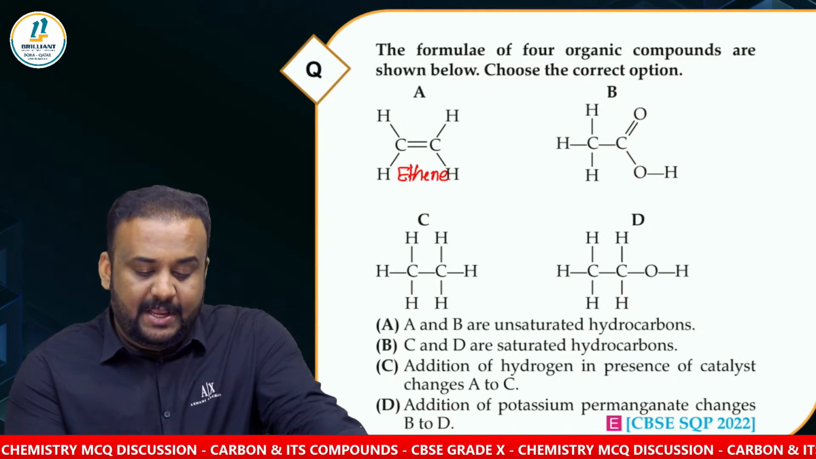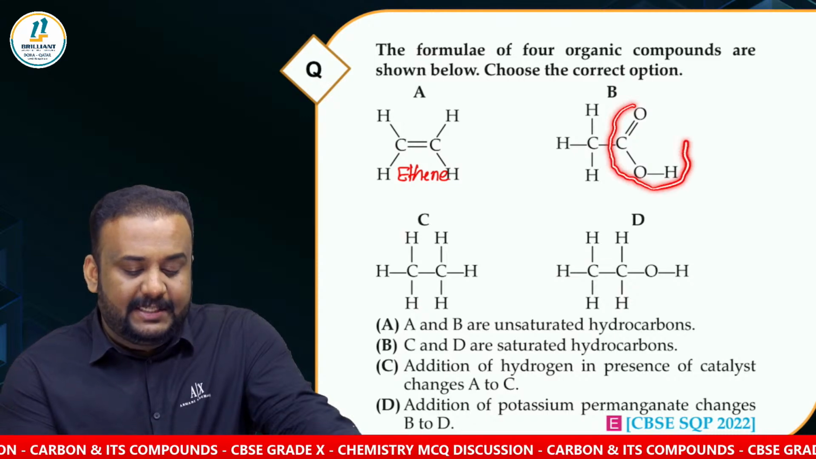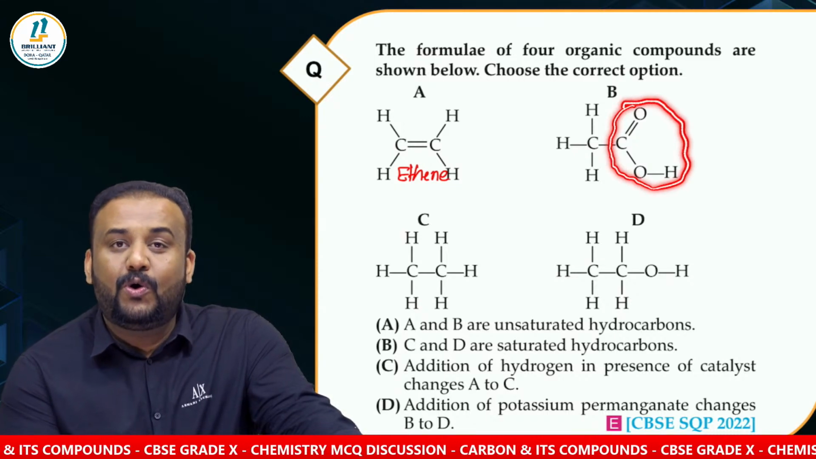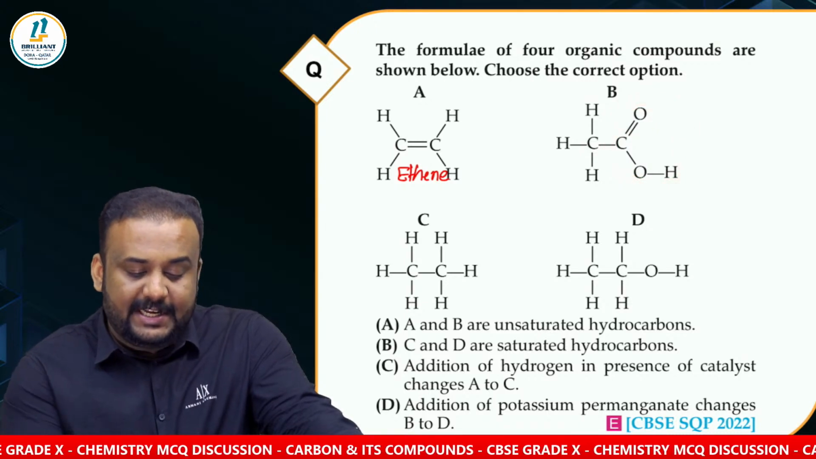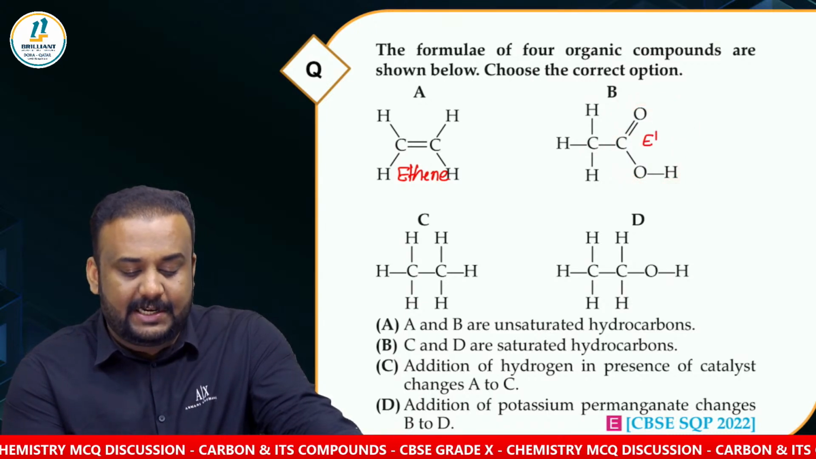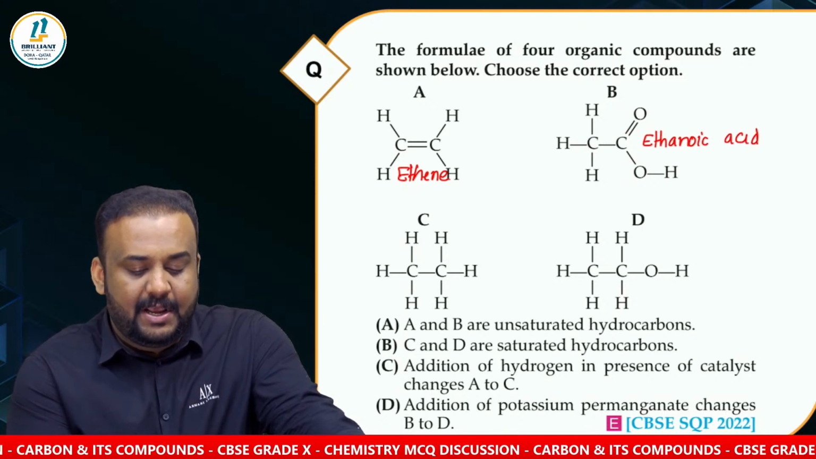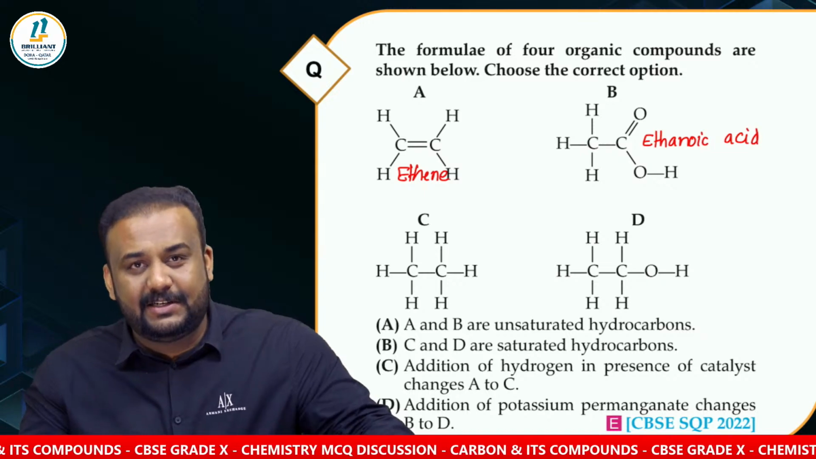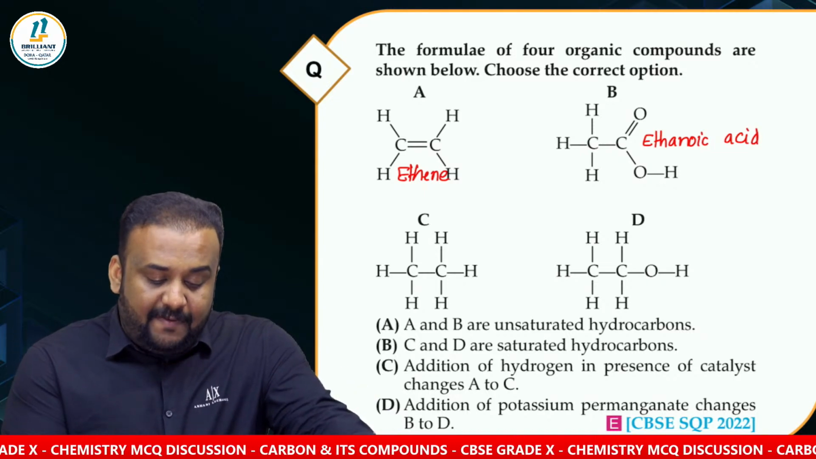CH3COOH. Yes, you can see that this functional group, C double bond O, OH, is called a carboxylic acid, isn't it? So this is a 2 carbon containing carboxylic acid, and it is known as ethanoic acid, commonly known as acetic acid, the main component that you see in vinegar, right? Now we have compound C.